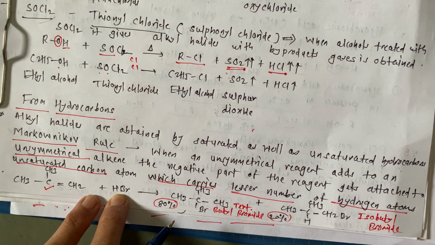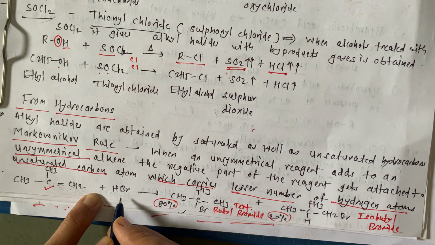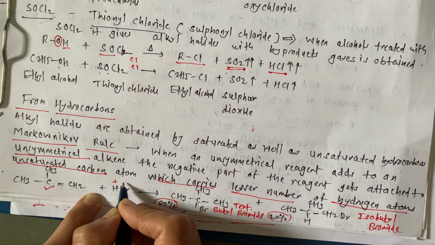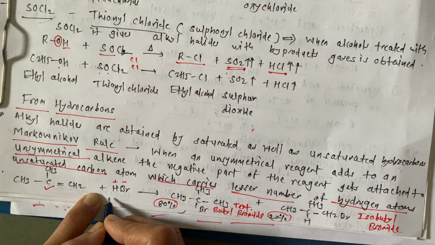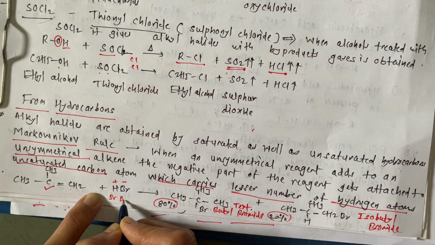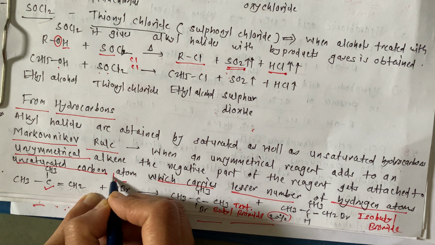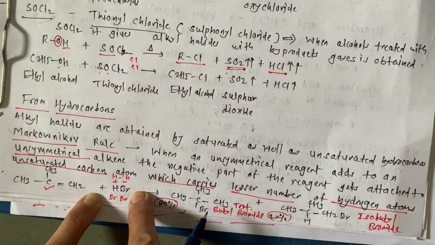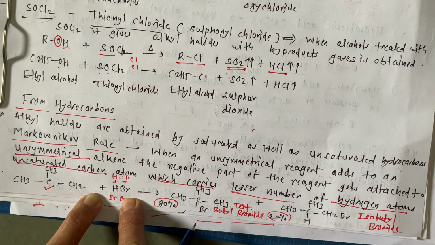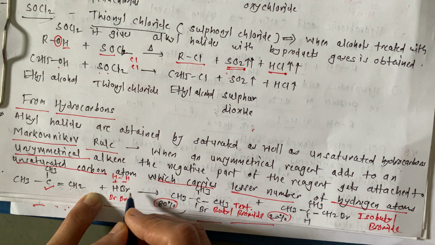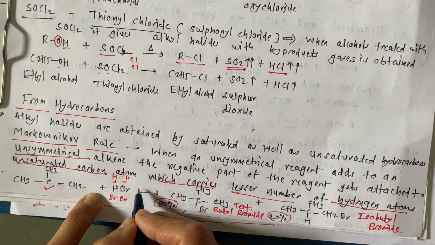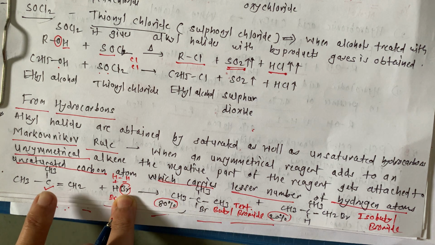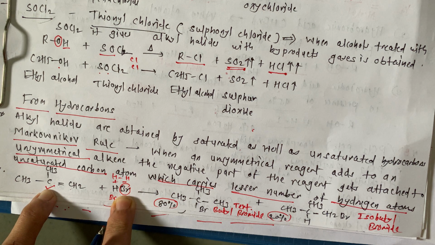So HBr is an unsymmetrical reagent. This means this is plus, this is minus. If it were Br-Br, then this would be a symmetrical reagent. If it were H-H, then this would be a symmetrical reagent. But when there is H and Br, this is an unsymmetrical reagent. Then the negative part, which is the negative part? Br minus is the negative part. It goes to which carbon atom? The one which contains fewer hydrogen atoms.